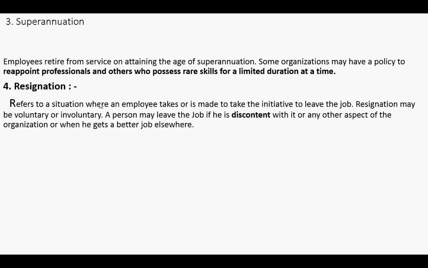Some organizations may have a policy to reappoint professionals and other people who possess rare, unique skills for a limited duration of time, say for example 5 years, or another 3 years. Retired employees will be utilized for service because they possess certain rare skills which will be utilized for some time, say 2 years or 5 years. That might differ from one organization to another.